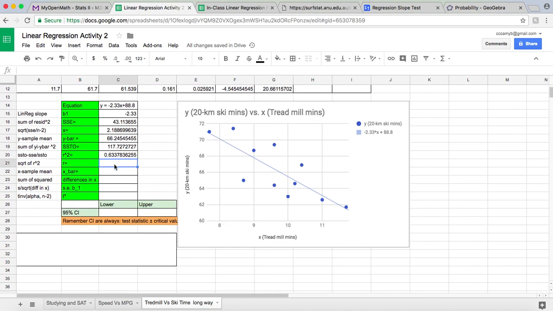All right, and so here's our R squared. And to get our R, we need to do a little bit of being careful. So it is just the square root of R squared.